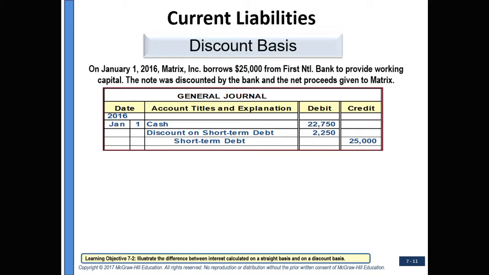To illustrate how that is journalized, we're going to continue to use the same loan, except the loan is discounted. On January 1st, 2016, Matrix borrowed $25,000 from First National Bank to provide their working capital. The note was discounted by the bank and the net proceeds given to Matrix. The journal entry to record this note shows that we had received the net proceeds of $22,750 in cash. So we will debit cash by $22,750. We have a short-term debt obligation or a credit of $25,000.